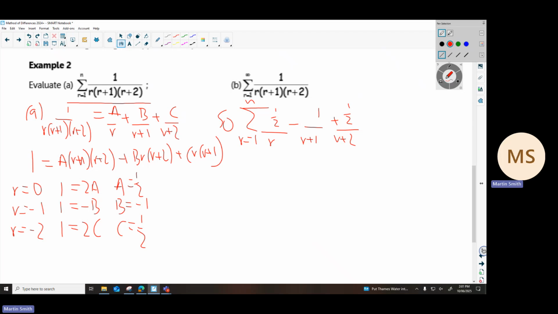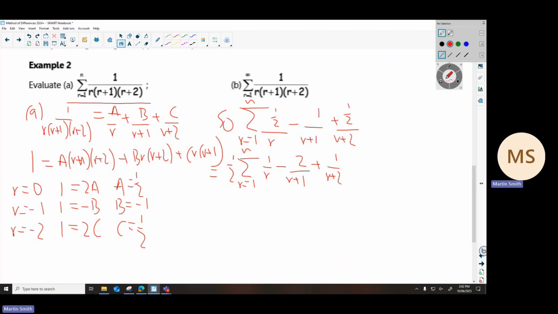Now, guys, there's various ways of dealing with this half. I think what I'm going to do is take the half through the sigma sign, take it out as a common factor. You could, however, times top and bottom of these first two fractions by 2 to remove it. If you take out half as a common factor, you'll get a half into the sum from r is 1 to n of 1 over r minus, I need to put a 2 on the top to cancel out the half that was taken out as a factor, 2 over r plus 1 plus 1 over r plus 2.